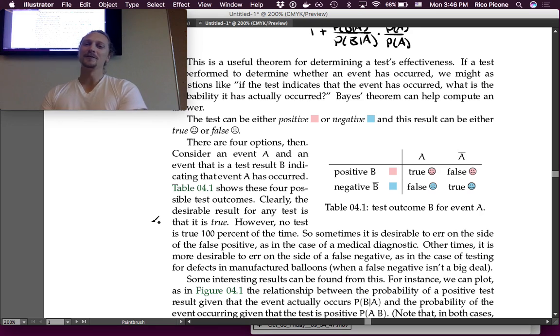All right. So, other times it is more desirable to err on the side of a false negative, as in the case of testing for defects in manufacturing, say, balloons.